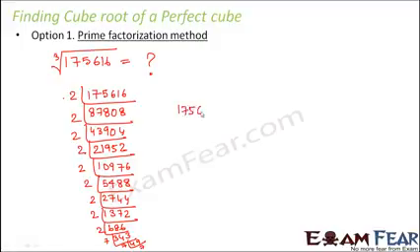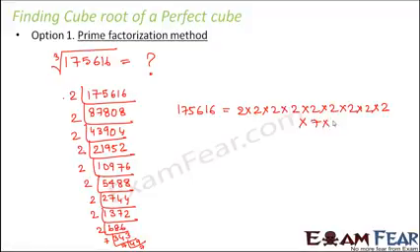That this number 175616 can be written as 1, 2, 3, 4, 5, 6, 7, 8, 9, a product of 9 twos, 2 2 2 2 2 2 2 2 2, and 3 sevens. Now let's group it into groups of 3. So 3 twos together, again 3 twos together, these 3 twos together, and 3 sevens together.